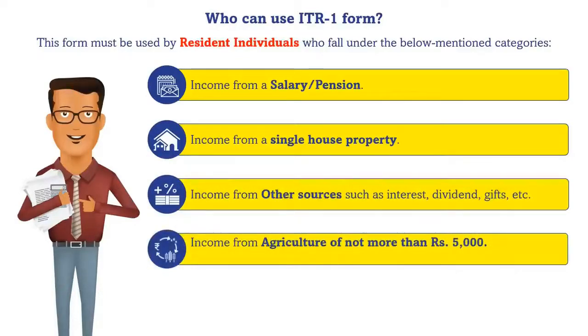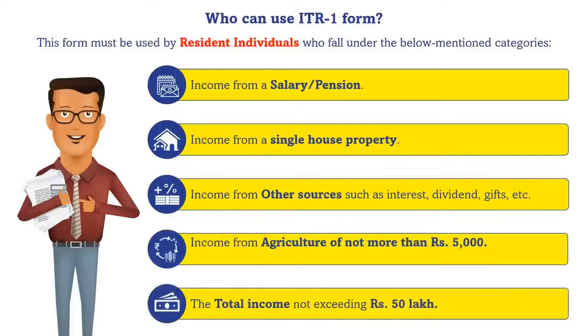Taxpayers having income from agriculture not more than Rs 5,000 can also choose to file ITR-1. However, the total income from all the above heads should not exceed Rs 50 lakhs.